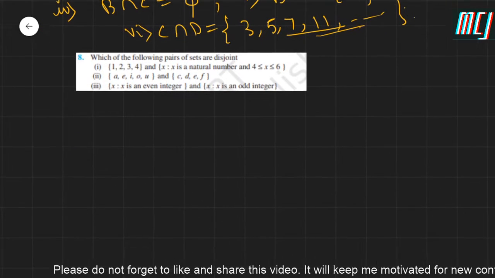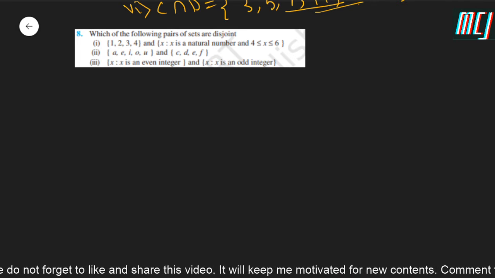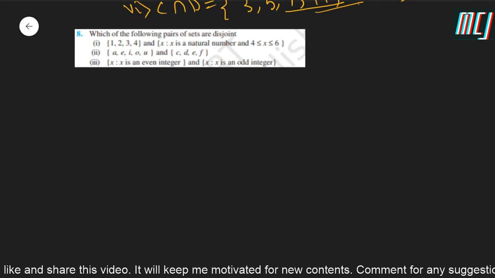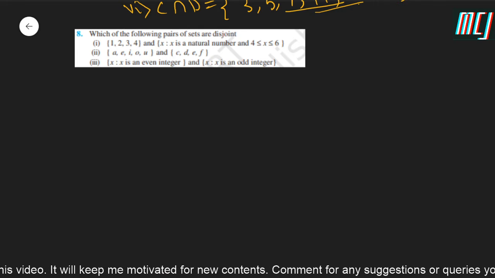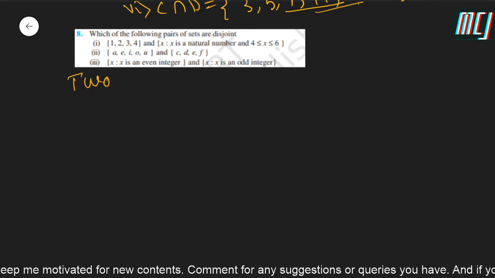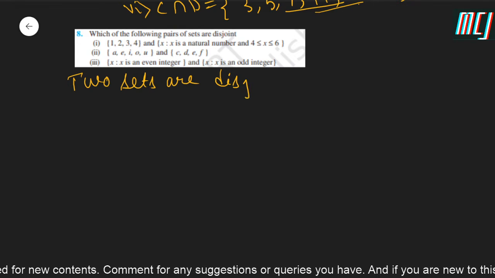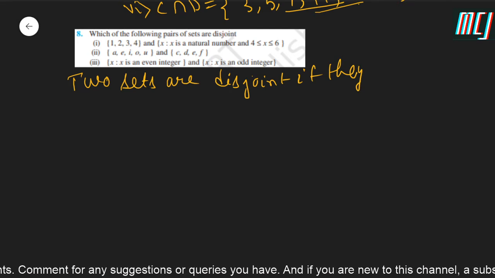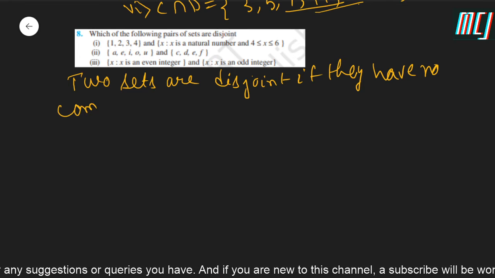Now we'll move to question number 8. Here what is it saying, you need to find which of the following pairs of sets are disjoint. Okay, so what is the definition of disjoint first? Two sets are disjoint if they have no common elements.